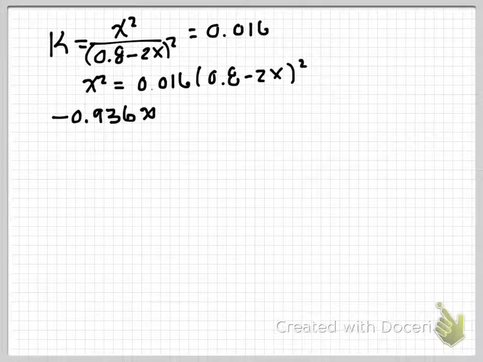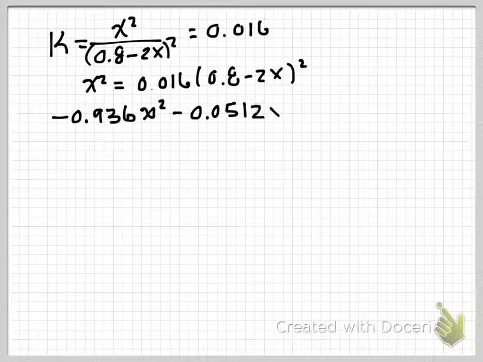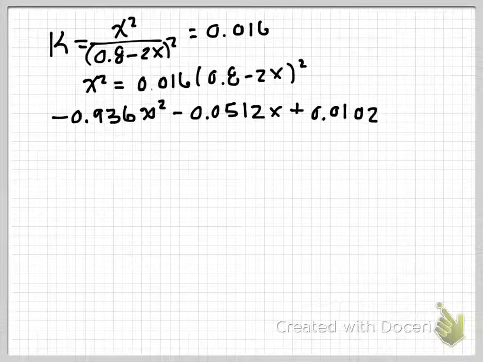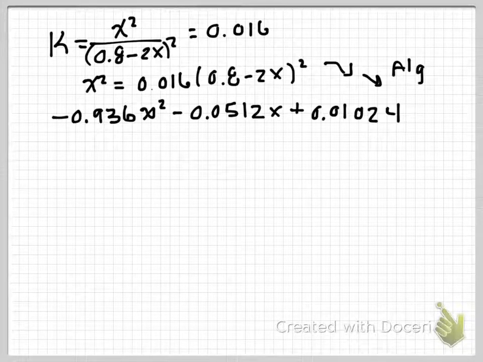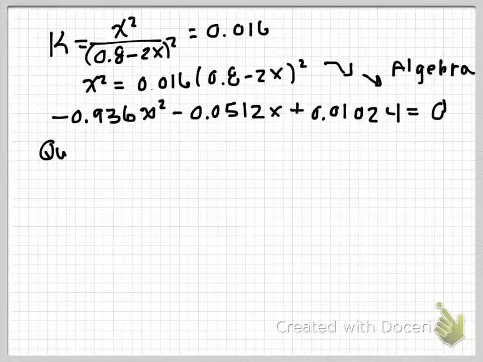negative 0.936x minus 0.0512x plus 0.01024 equals 0. And yeah, it's going to take a fair amount of algebra to work out to this step. I would recommend that you do go through that exercise on your own just to brush up on your algebra skills. But it will work out to this form.